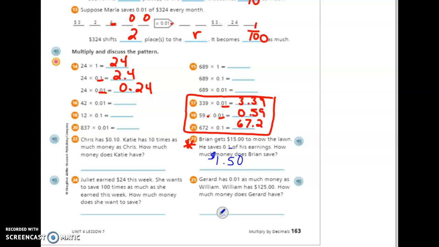All right, let's have you try number 25. Gerard has 1/100th as much money as William. William has $125. How much money does Gerard have? All right, so your problem is this. We've got 2 decimals. We're going to make 2 shifts, 12.5.